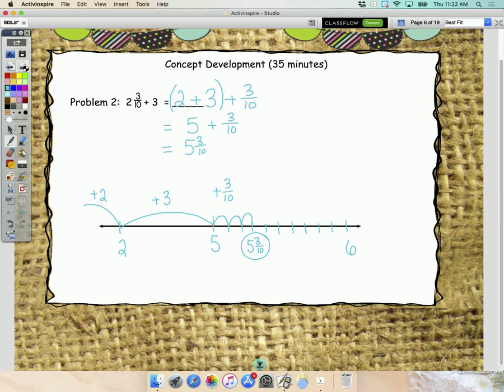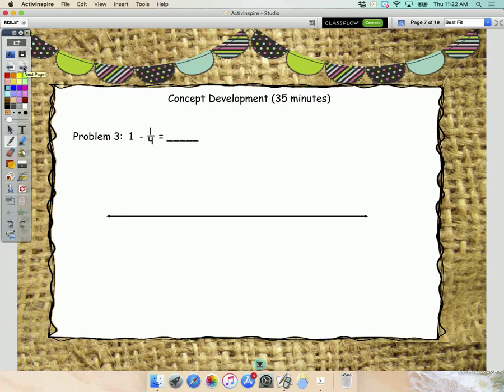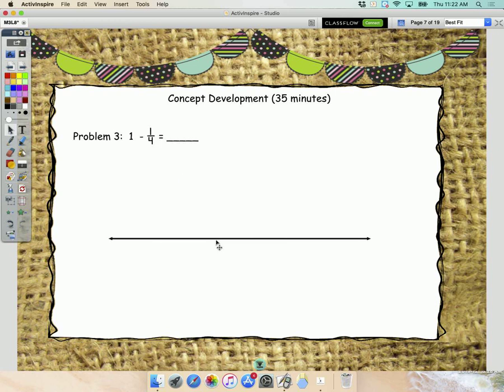Okay, now subtraction. We can do it. Yay. This one is very simple, so it's not going to be any problem at all. We're just going to solve it. So I'm going to pull a stick. Alexis, what's the answer?